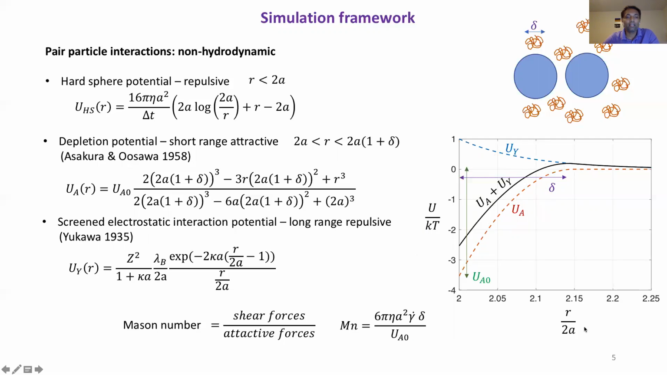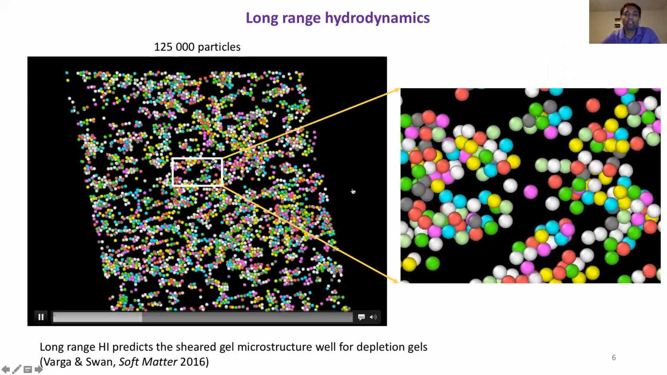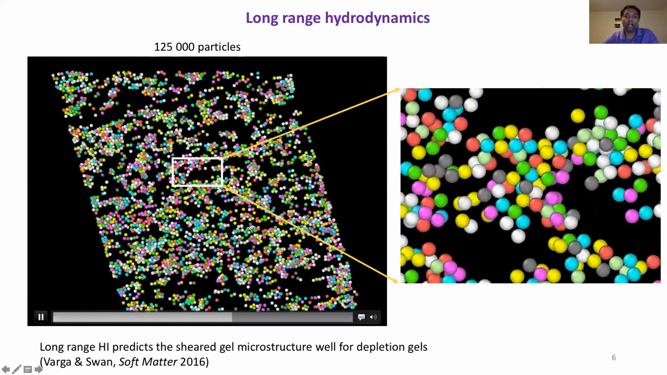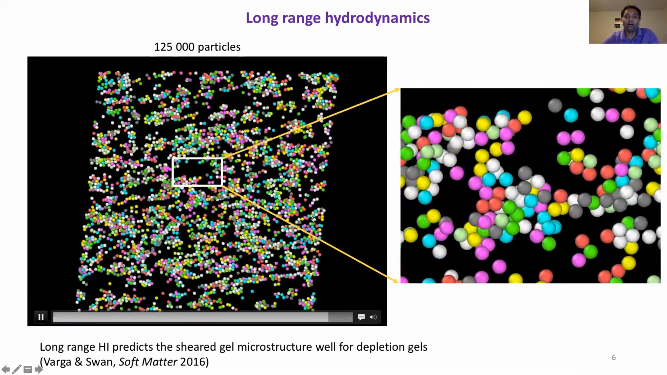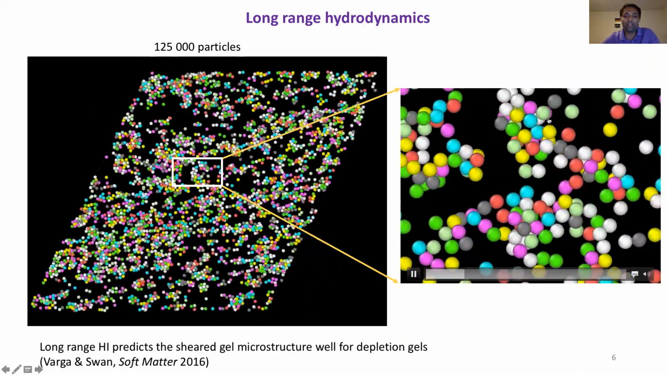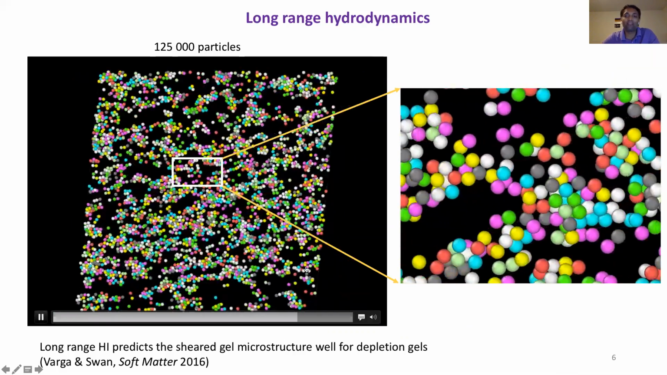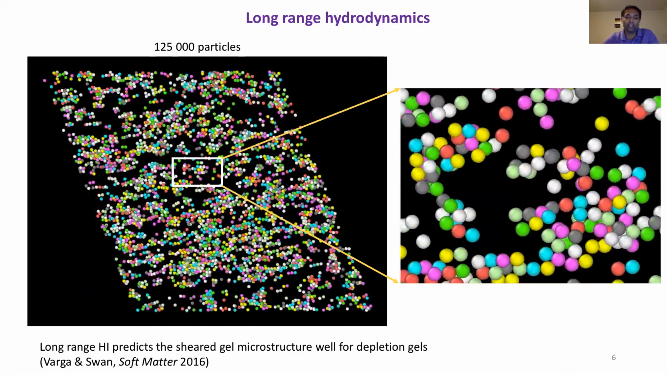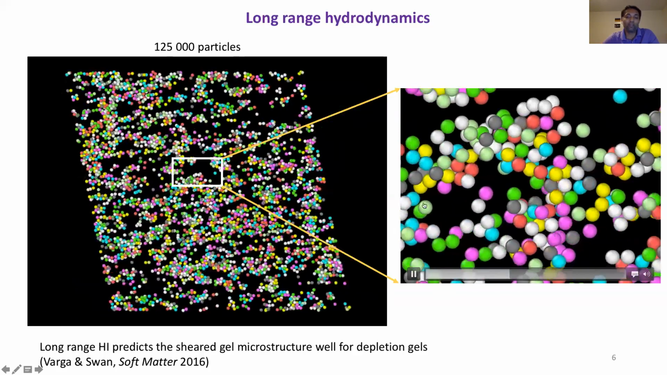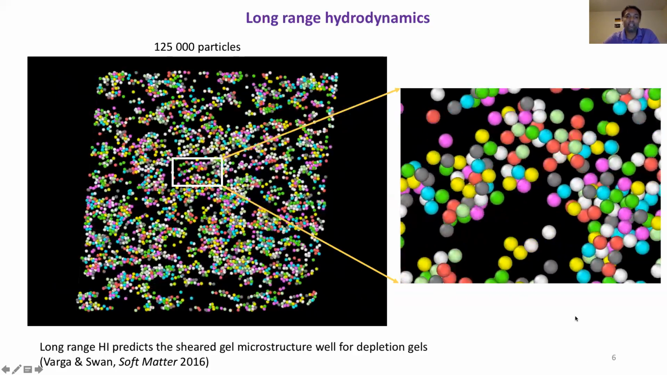Since we are shearing these gels, we have a dimensionless number called the Mason number, which is the ratio of shear forces to the attraction forces. Higher Mason numbers here indicate higher shear forces. Here is a typical sheared gel produced with long-range hydrodynamics alone. The closer video shows the complex interaction of various clusters. Past researchers in our group showed that this gel microstructure matches well with that of the experimental depletion gels, indicating that the lubrication interactions may not be important. And we will show that it is indeed true.